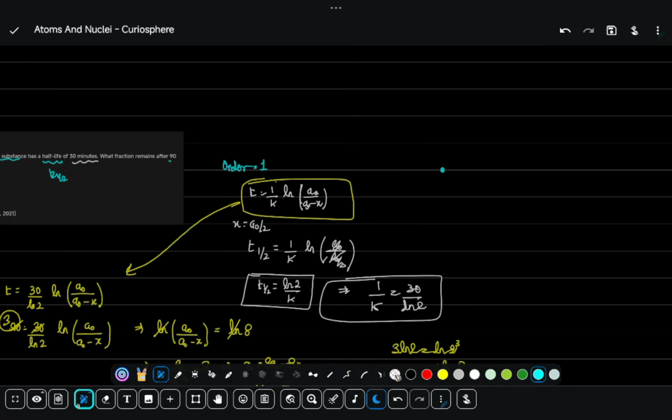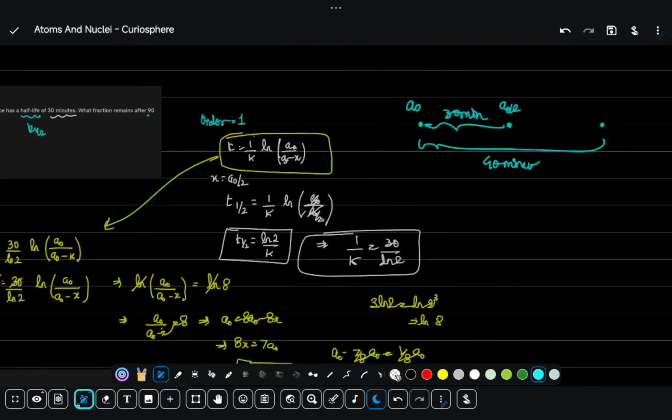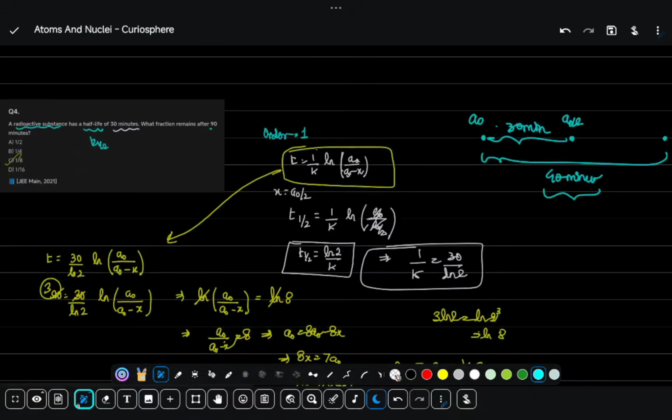Now see, this is the reaction, right? This is a naught. In 30 minutes, it becomes a naught by 2. And what will be the amount left in 90 minutes? If 30 minutes is the t half, how many half-lives are there in 90 minutes? The time required for us is 90 minutes. T half for us is 30 minutes. How many 30s are there in 90? 3, right?